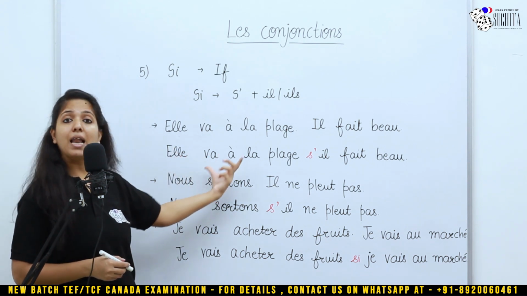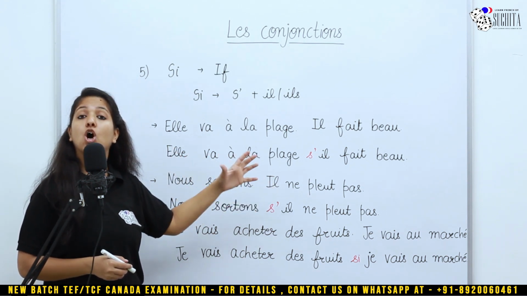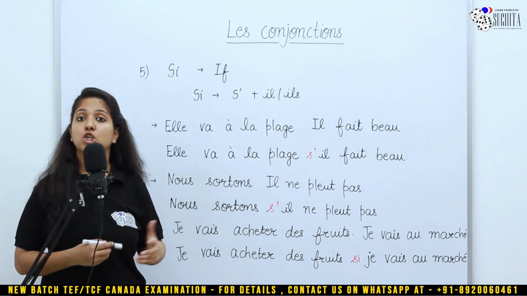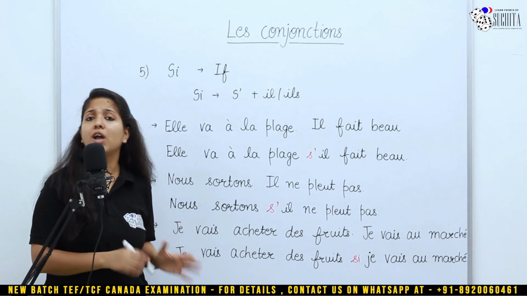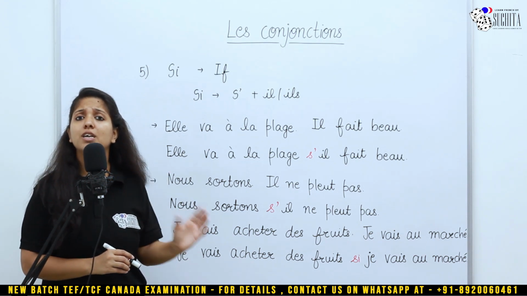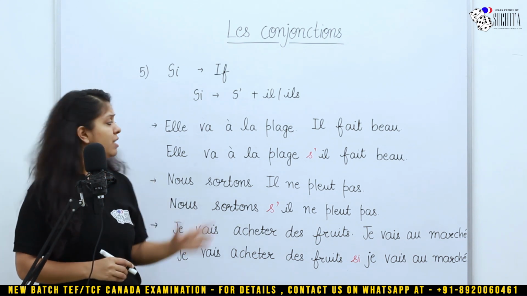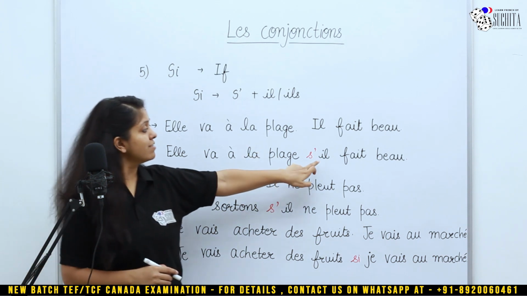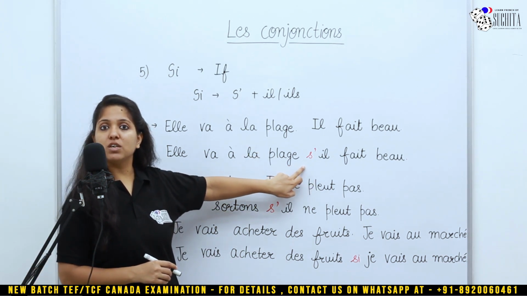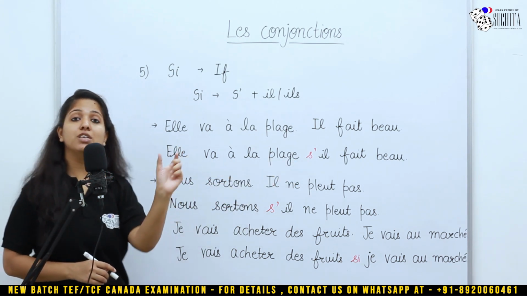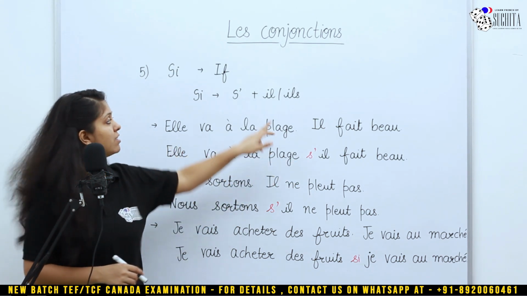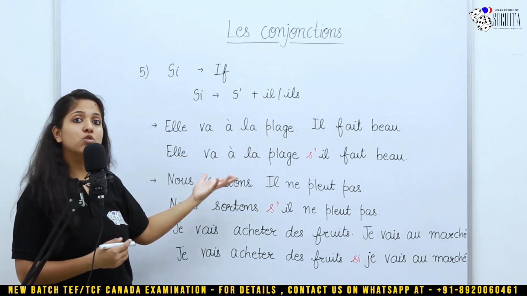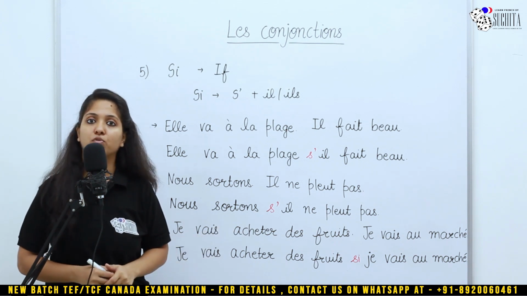So, elle va à la plage. She goes to the beach, or she is going to the beach if the weather is beautiful. Otherwise, she will not go. So there is a condition here that if the weather is beautiful. So, elle va à la plage s'il fait beau. Now, do you realize that here you have il? So, therefore, si changes into s'. I told you that si changes into s' only in two cases, if you have il or ils after it.